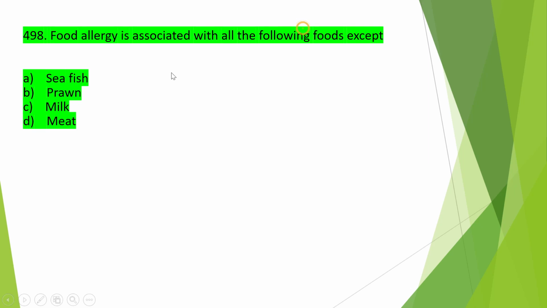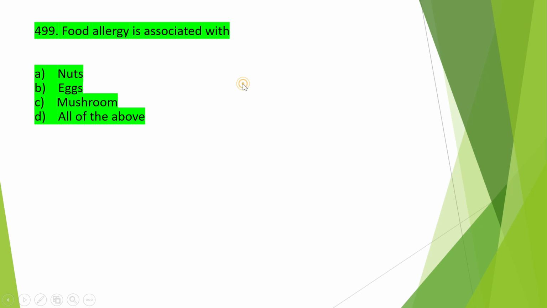So move on to the next: food allergy is associated with all the following foods except sea fish, prawn, milk or meat, and the right one is option D, that is meat. And the next one: food allergy is associated with nuts, eggs, mushroom, or all of the above, and the answer is option D, all of the above. So food allergy is associated with nuts, eggs, mushrooms.